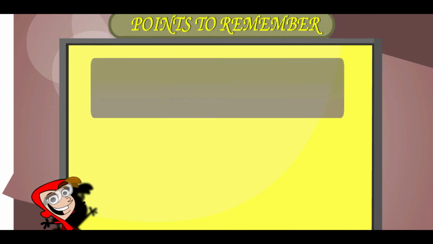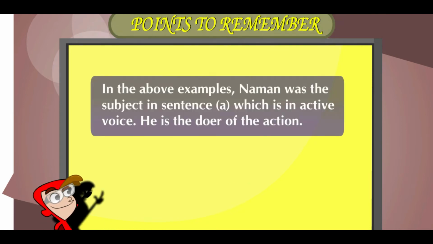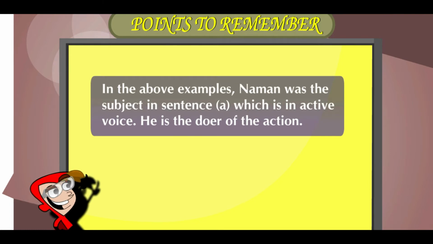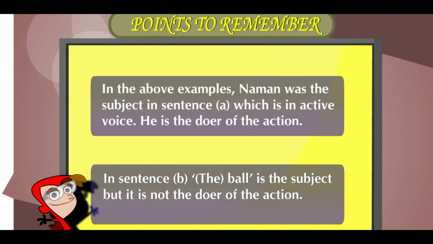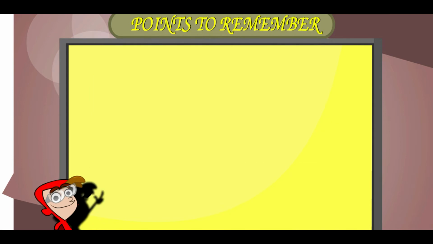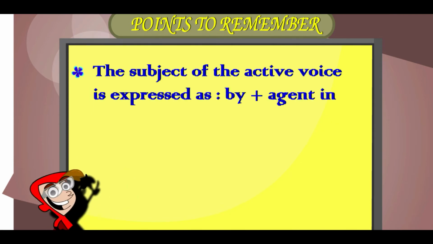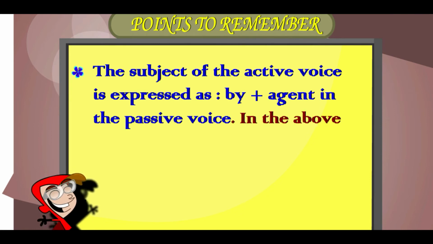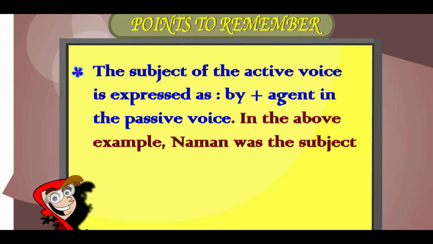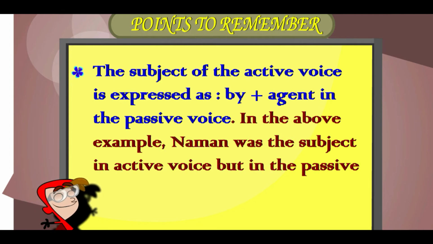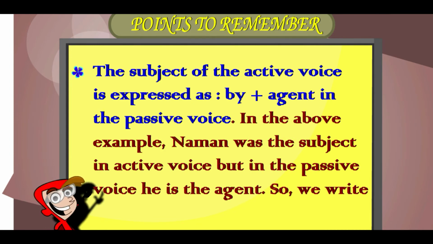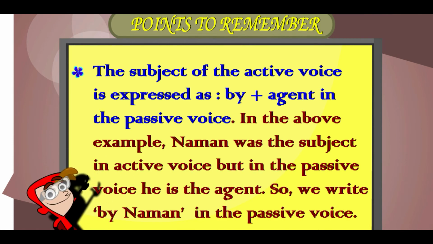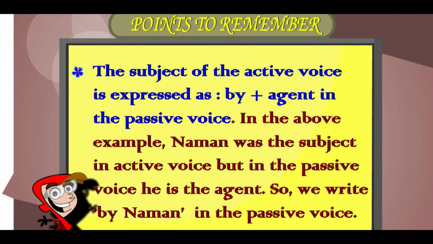In the above examples, Naman was the subject in sentence A, which is in active voice. He is the doer of the action. In sentence B, the ball is the subject, but it is not the doer of the action. The subject of the active voice is expressed as 'by' plus agent in the passive voice. In the above example, Naman was the subject in active voice, but in the passive voice, he is the agent. So we write 'by Naman' in the passive voice.